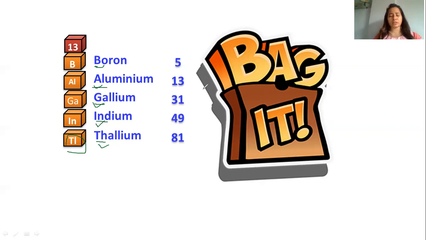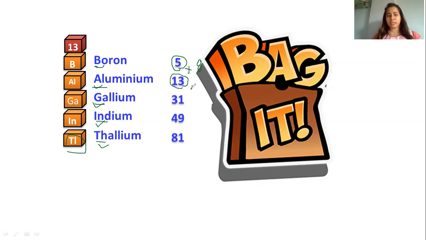Before we move to electronic configuration, let's look at the atomic numbers. First, the atomic number of boron is 5. Now next, boron belongs to the second period, and the number of elements in that period is 8. So 5 plus 8 becomes 13.